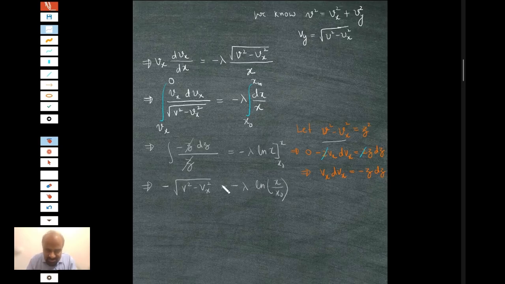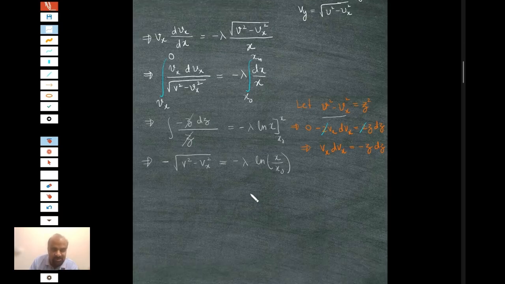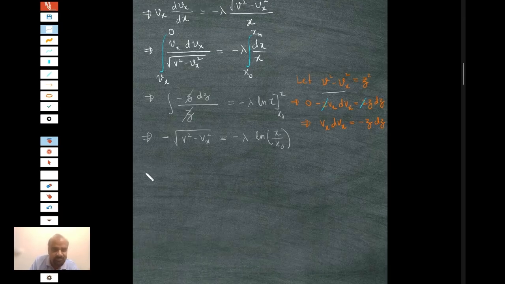Now remember, this Vx is a decreasing function. Yes, Vx is a decreasing function. So are we getting a decreasing function? This minus is getting cancelled.